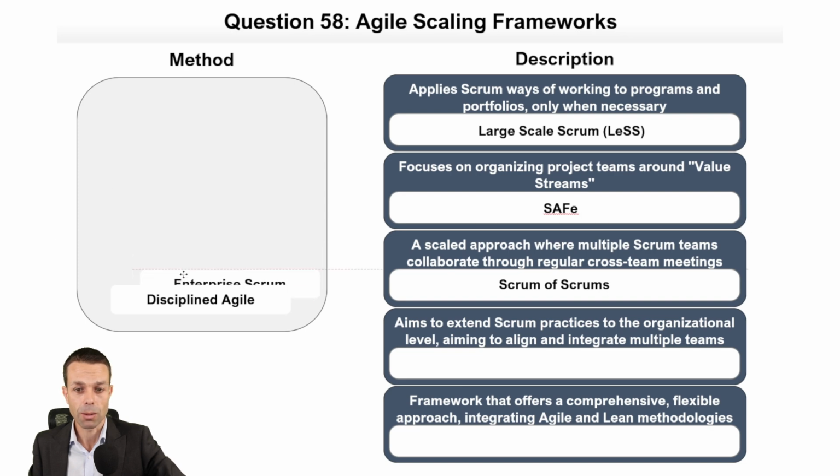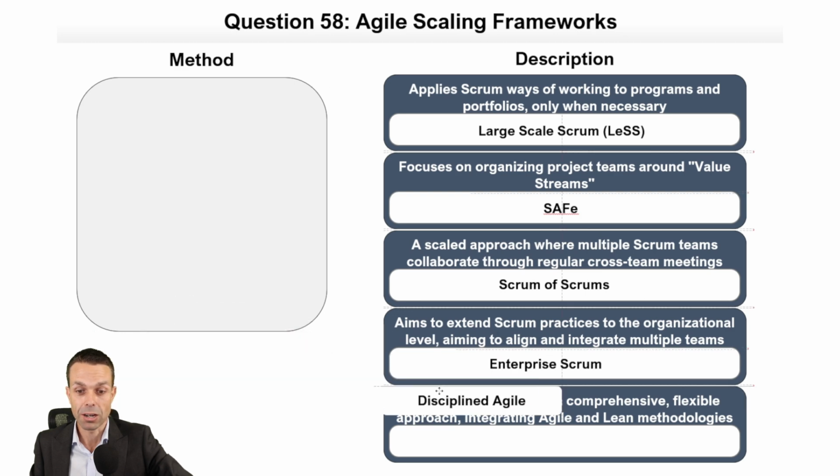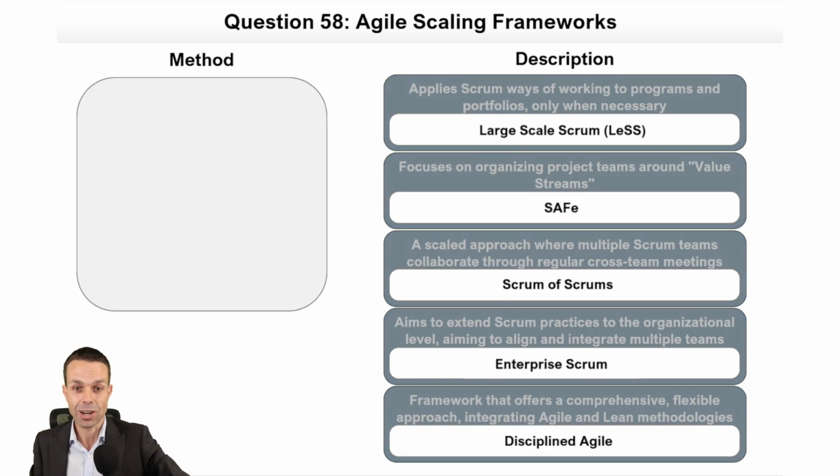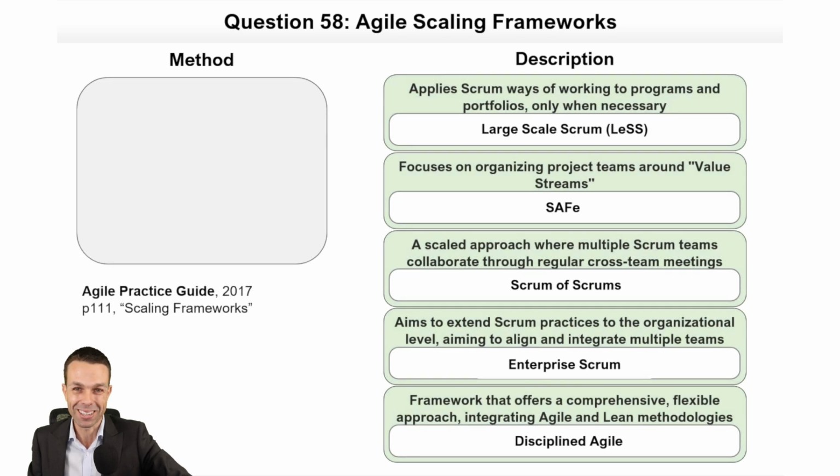But Enterprise Scrum, that's when we're extending Scrum practices to the organization, across the organization. And lastly, a framework that uses Agile and Lean methodologies, that's going to be our Disciplined Agile. And that has come to be owned by the Project Management Institute. So now they're integrating all of those into that one approach called Disciplined Agile. And there we go, that one is correct.